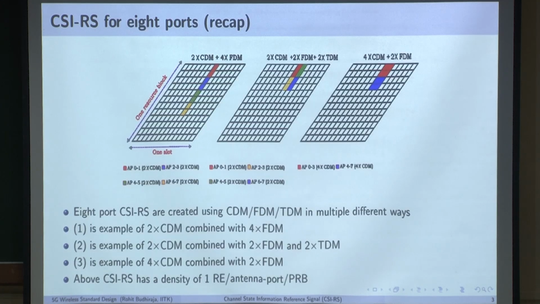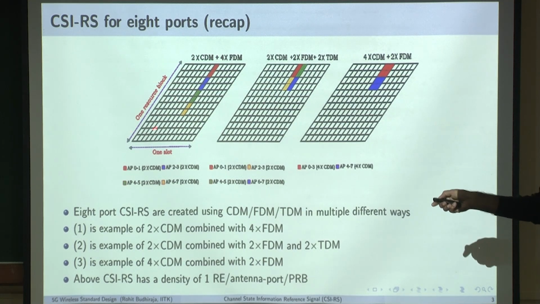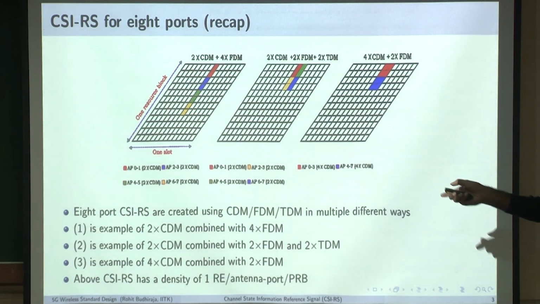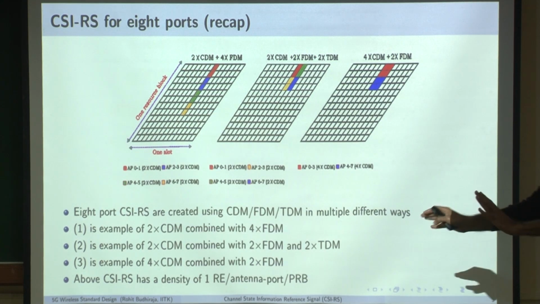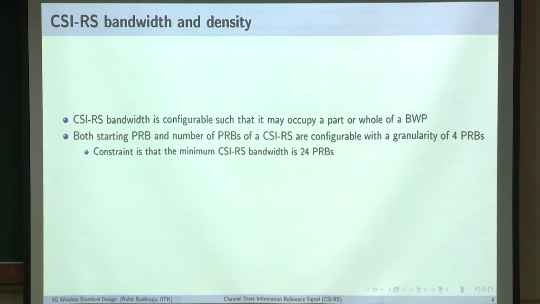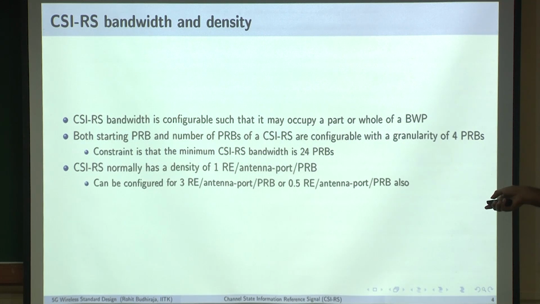How will you increase the density? For 8 ports, let's say you have to make the density 2. One you transmit here, and one you transmit in this part; the whole structure you replicate over here. Or you transmit over here, then you interpolate, and then you replicate it over here, and it becomes 3 RE per antenna port per PRB. That's the point I'm making. If the user is moving fast and you want to estimate, then one here, another here. You have the flexibility of transmitting it like that. That's the point.